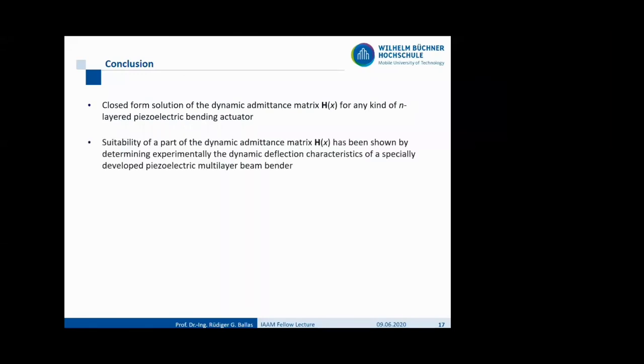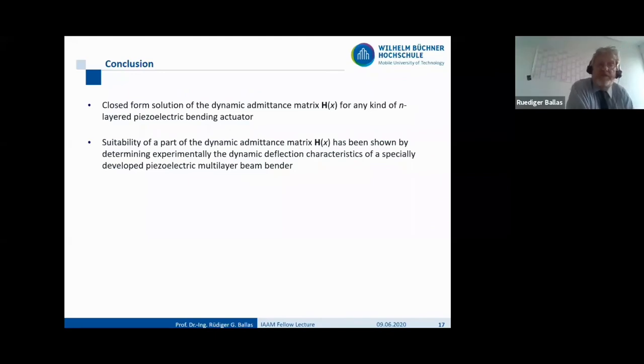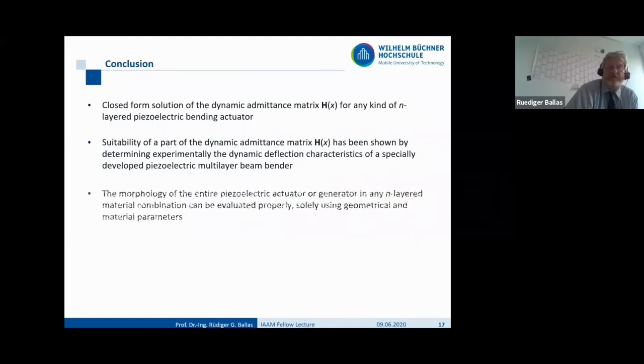And what we also can say is that the suitability of a part of the dynamic admittance matrix has been shown by determining experimentally the dynamic deflection characteristics of a specially developed piezoelectric multilayer beam bender. And the morphology of the entire piezoelectric actuator or generator, if you think about energy harvesting systems, in any n-layered material combination, can be evaluated properly solely using geometrical and material parameters.